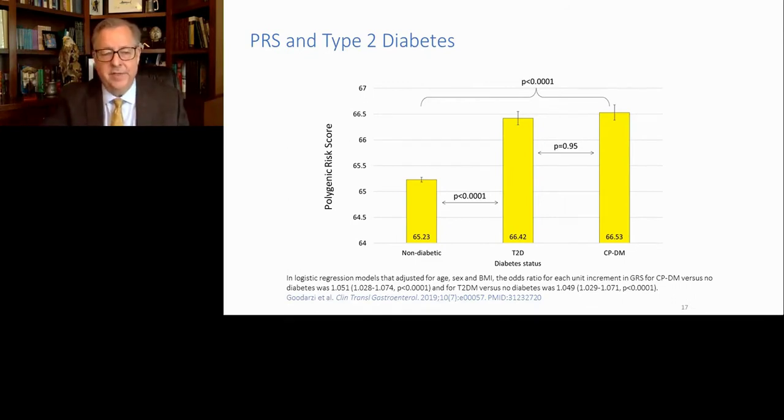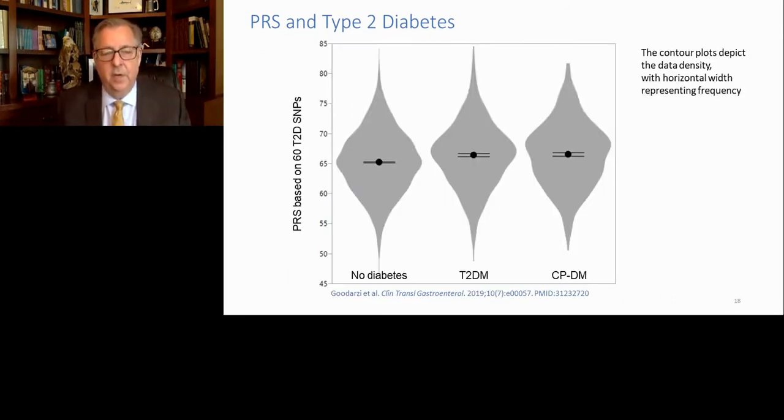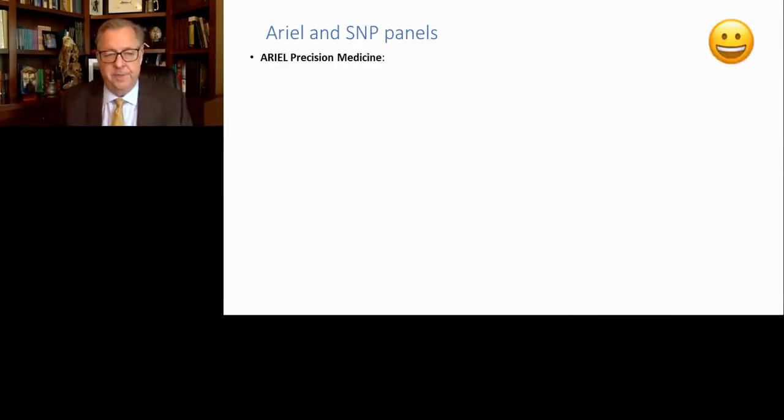However, how do you apply this to an individual patient? What you see when you look at these contour plots is that on a population basis, there's a big difference between the weighted scores of patients with and without diabetes. But an individual patient with a score of 70, you have no idea if they're going to get diabetes or not. There's such a huge overlap that it's very difficult to apply this to an individual patient.